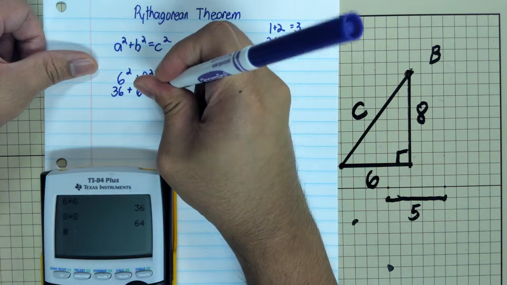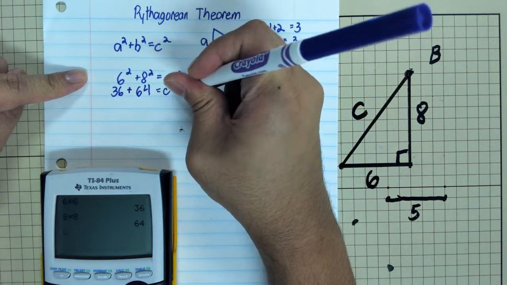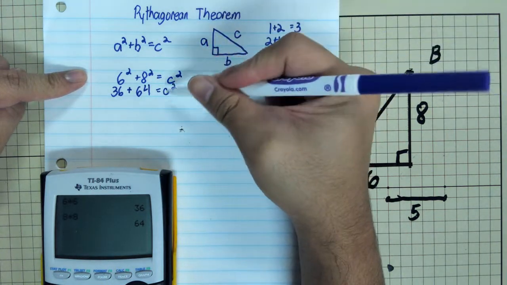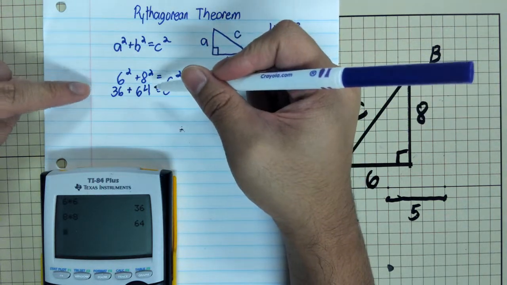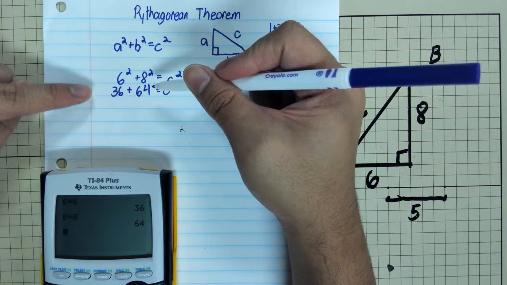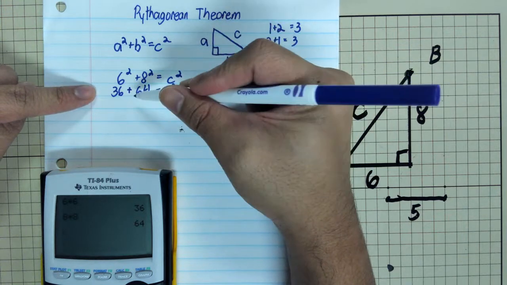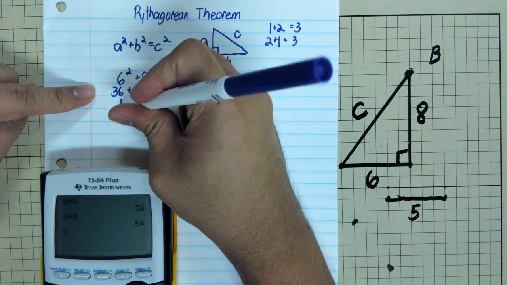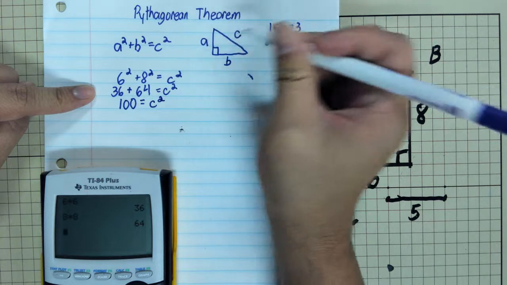When I am working this, notice I do 36 plus 64 equals c squared. I am leaving c squared alone. That's the last thing I'm touching. Right now, I am focusing entirely on the left side of the equation. So on the left side, let's go ahead and add 36 plus 64, which gets me 100. 100 equals my c squared.